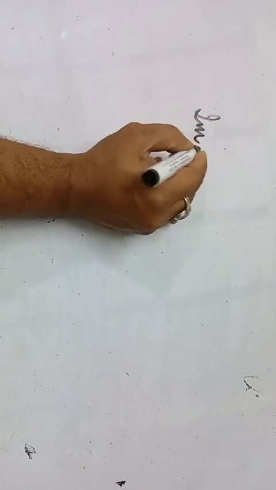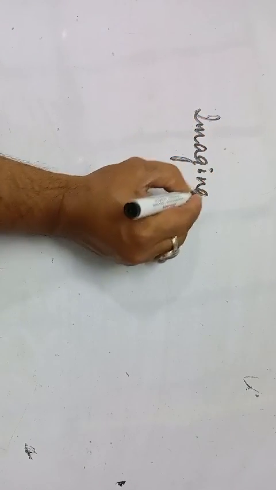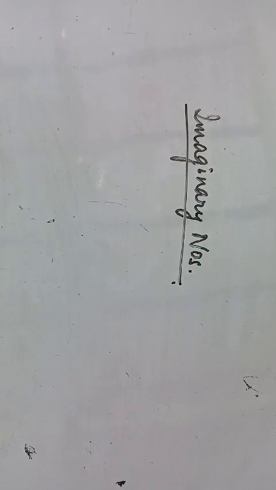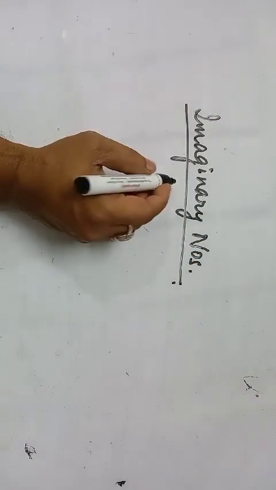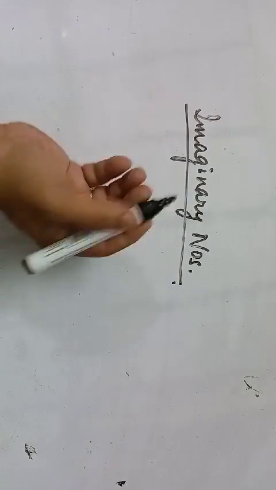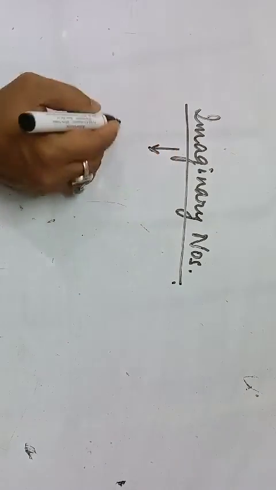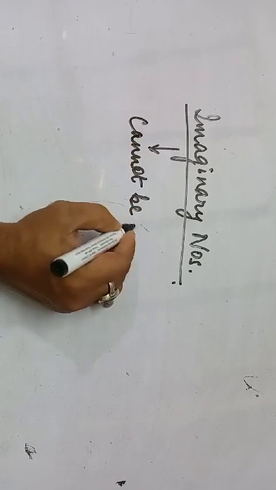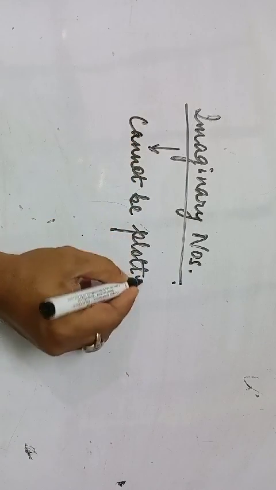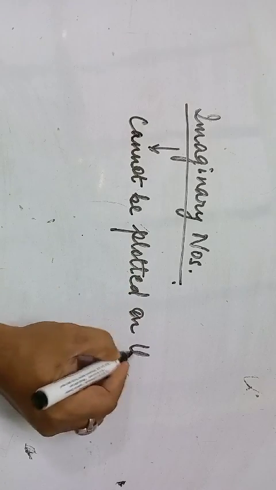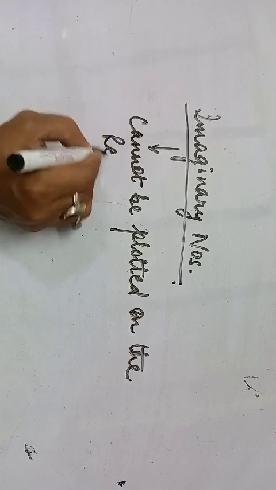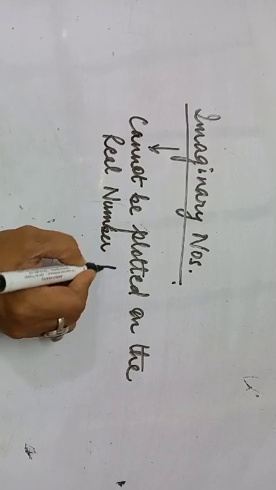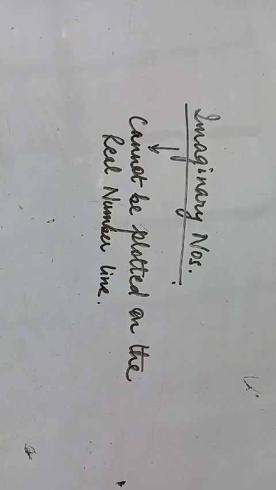Let me discuss that also. You have imaginary numbers. Now these numbers have a complex part also. In 11th standard you study that they have a real part and an imaginary part. These numbers cannot be plotted on the real number line, because they are not real numbers, they are imaginary numbers. They cannot be plotted on the real number line.